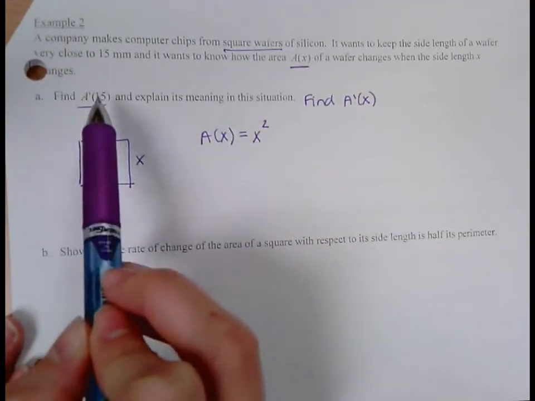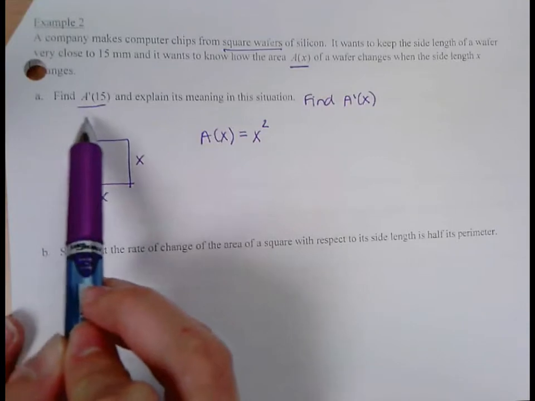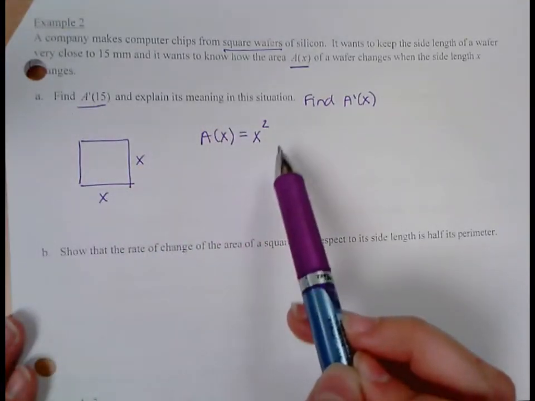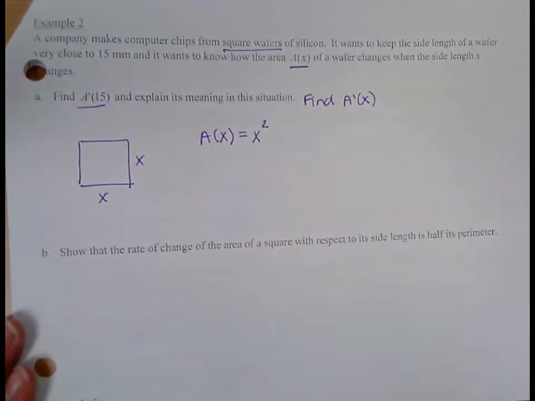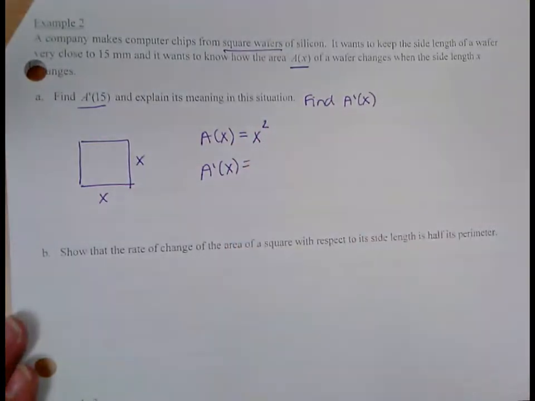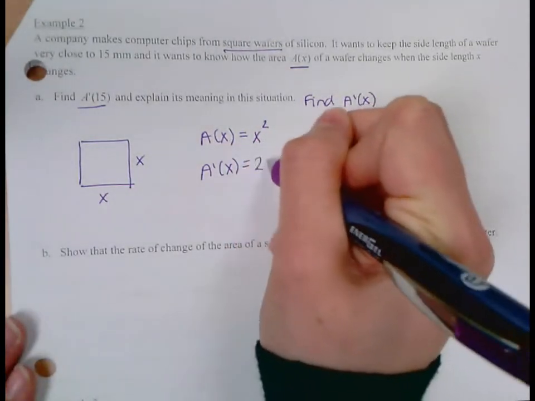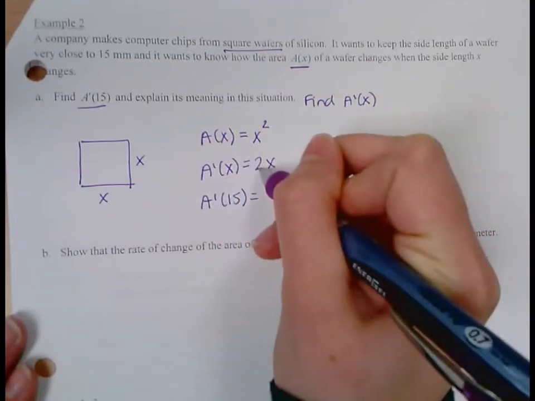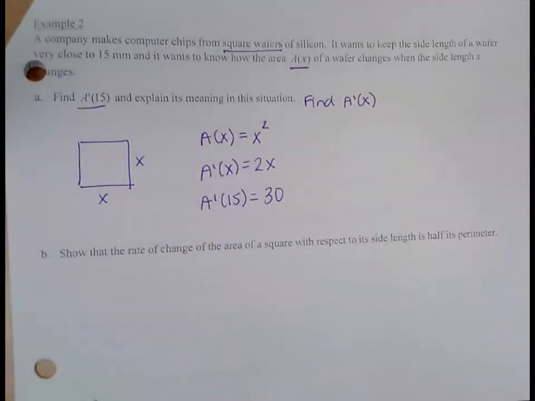So to find A prime of 15, you find A prime of x first and then plug 15 in. You don't plug 15 in first because then you're just going to have a constant, and the derivative is not 0. So what would A prime of x be? 2x. So then A prime of 15 is 2 times 15, so it's 30. Then it says to interpret or explain the meaning, so what are the units on A prime of 15?